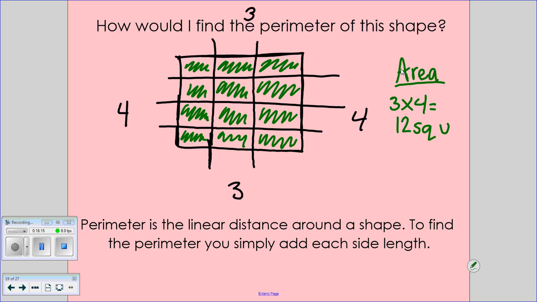All right, take out your other color. That's your perimeter color. We are still using squares, but this time our squares are going to be around the outside instead of on the inside. Go ahead and write perimeter out to the side with your perimeter color.